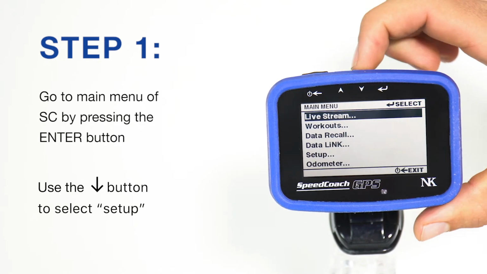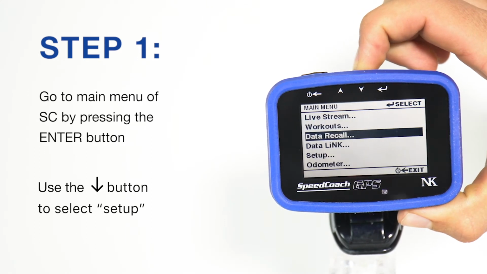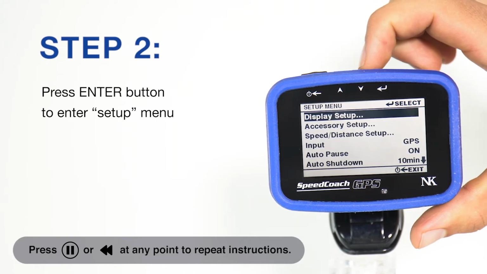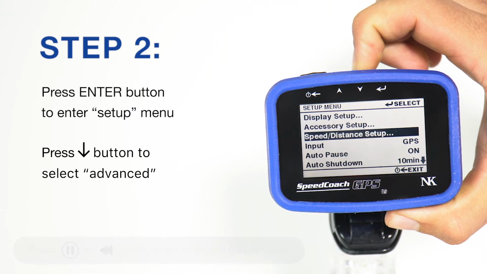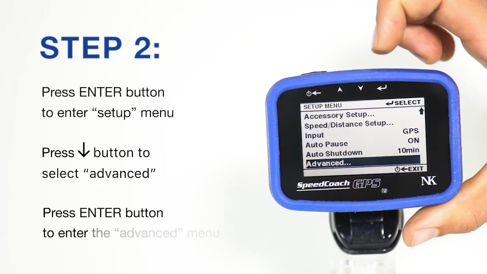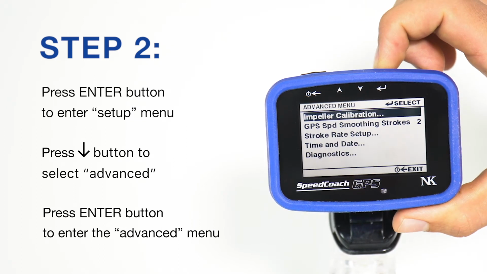We'll use the down arrow button to select Setup. We'll press the Enter button to enter the Setup menu. We'll press the down button to select Advanced. We'll press the Enter button to enter the Advanced menu.